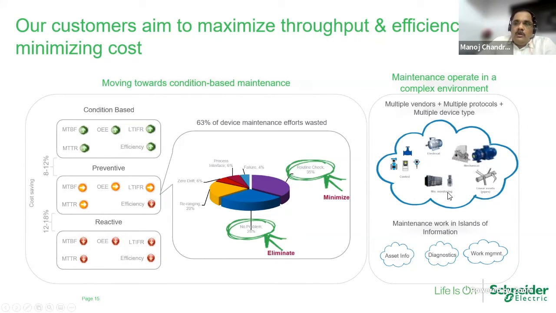The second issue we face with maintenance is that the maintenance environment is very complicated. In an average plant, you will have hundreds and hundreds of assets of different types. You have control assets like transmitters, control systems, PLCs. You have electromechanical assets like fans, pumps, motors, etc. And these are from different vendors, and in certain cases different protocols, different models.